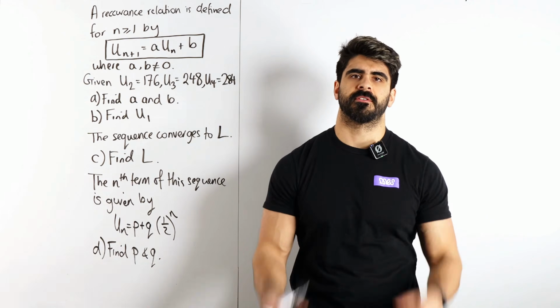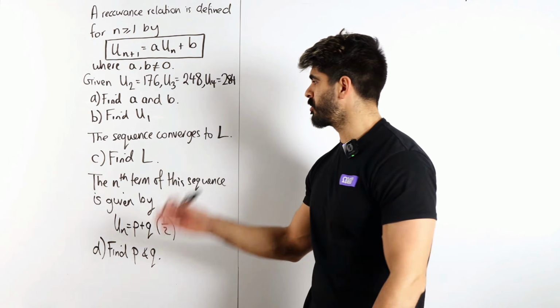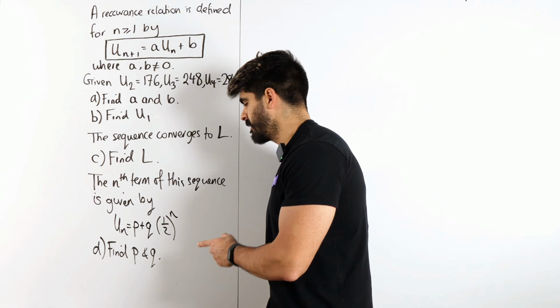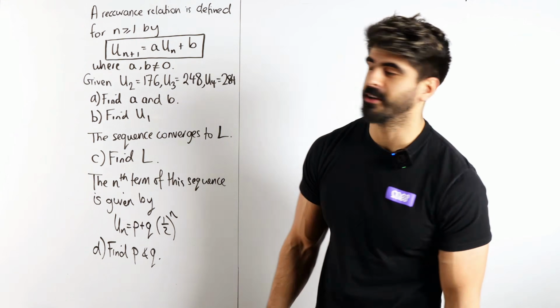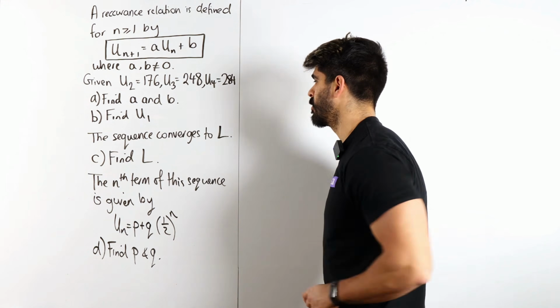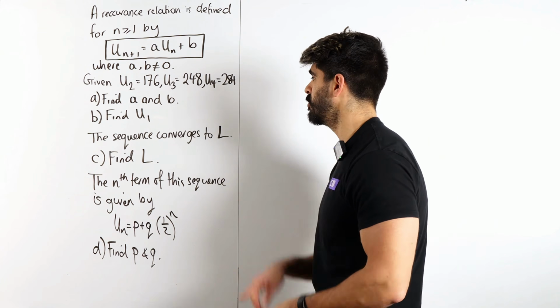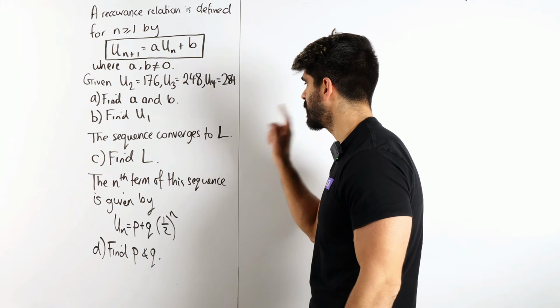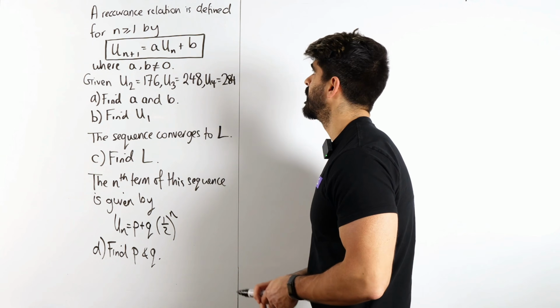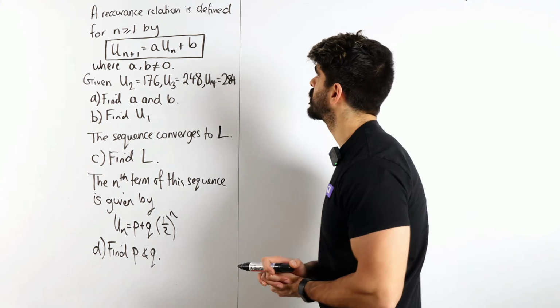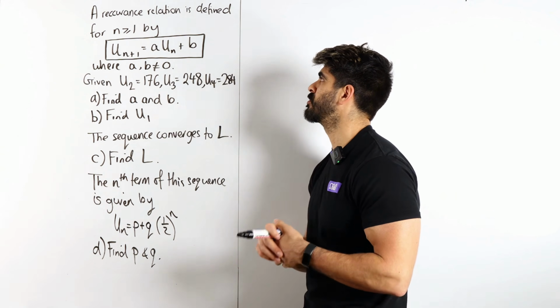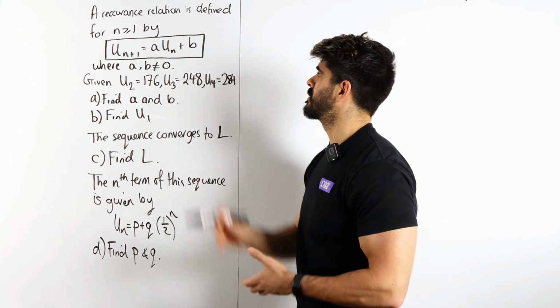Recurrence relations. In this case, we have a tricky question, and usually there's loads of parts when it comes to recurrence relations. I tried to find a question that was heavily algebraic and also includes quite a unique question, which is to do with converging to some value. So what does it say? It says a recurrence relation is defined for n bigger than or equal to 1 by this expression here.